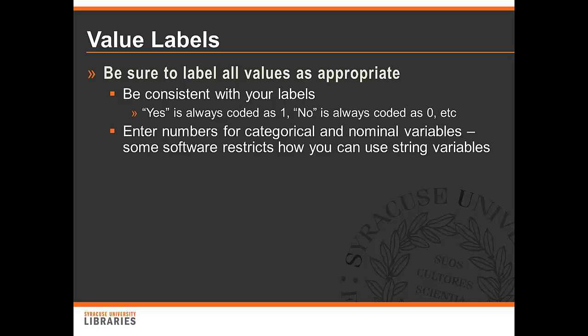Since some software restricts how you can use string variables, you should enter numbers for categorical and nominal variables, and then use value labels to describe those values. For example, enter a 1 in your data instead of the word male. Using numeric values will give you more options later on.